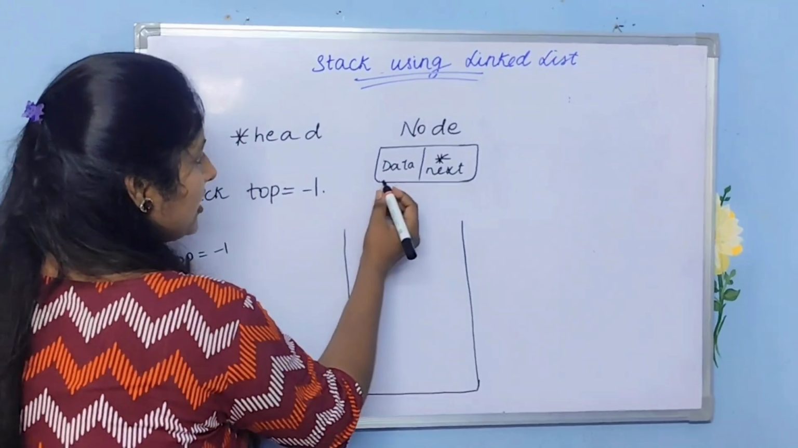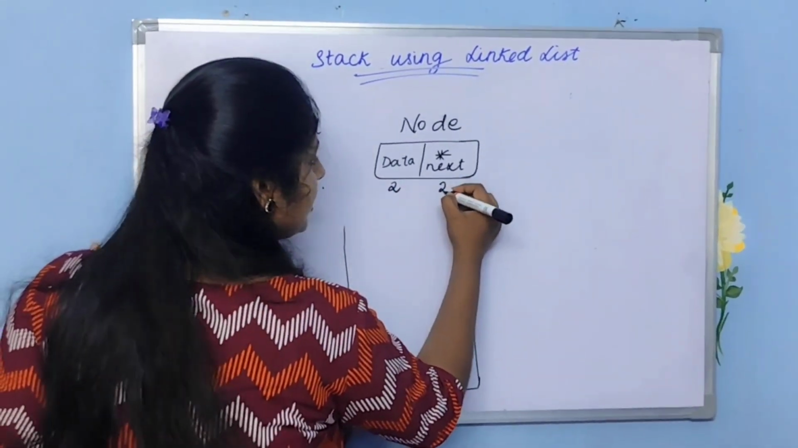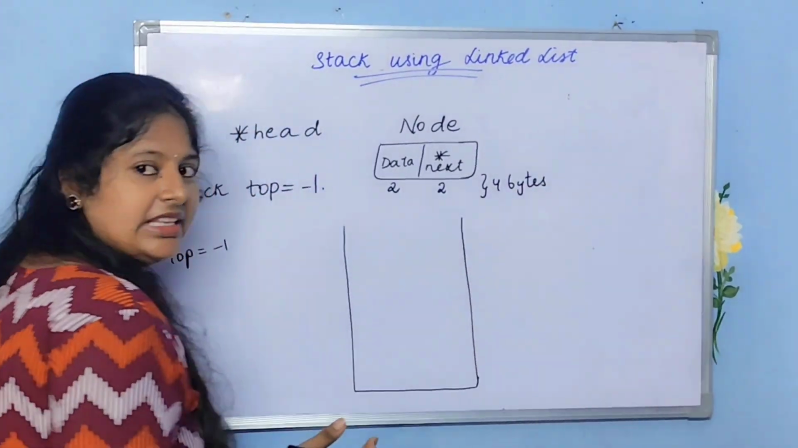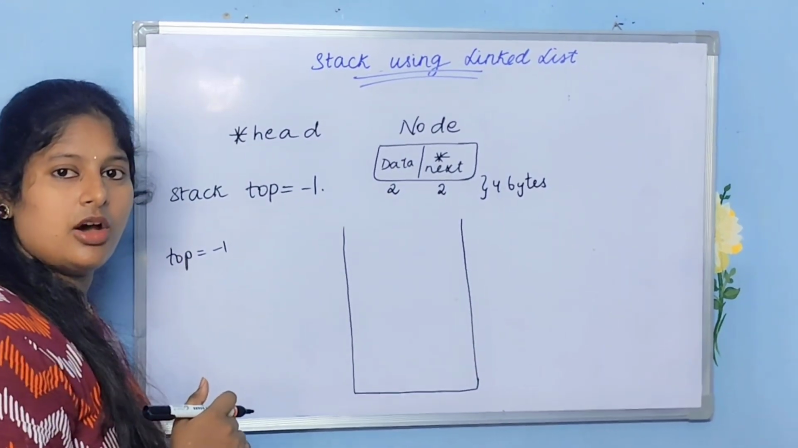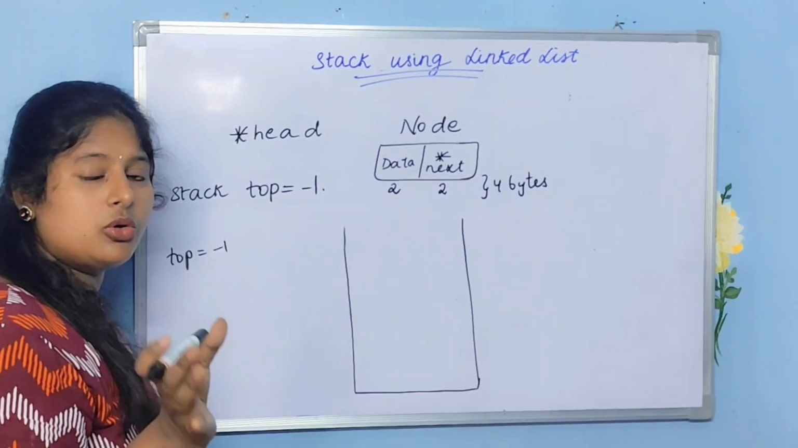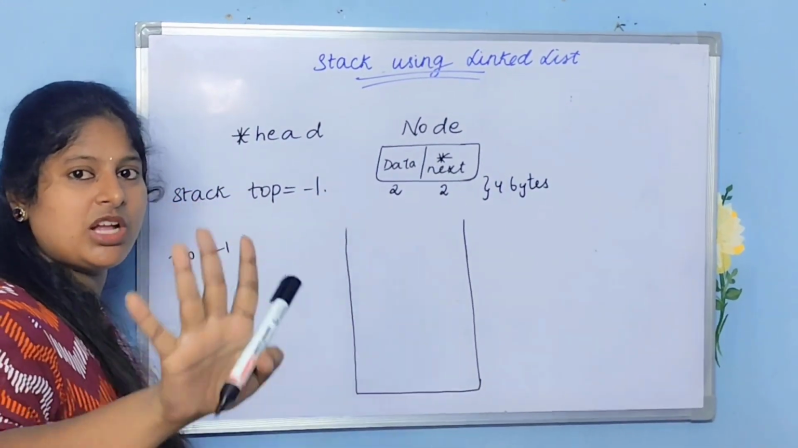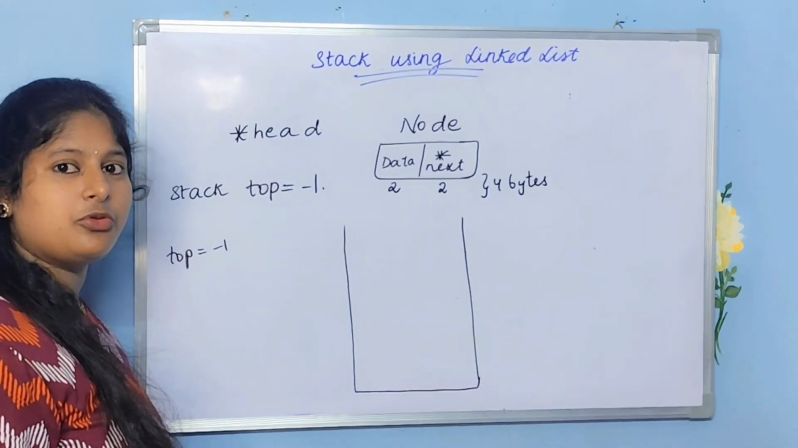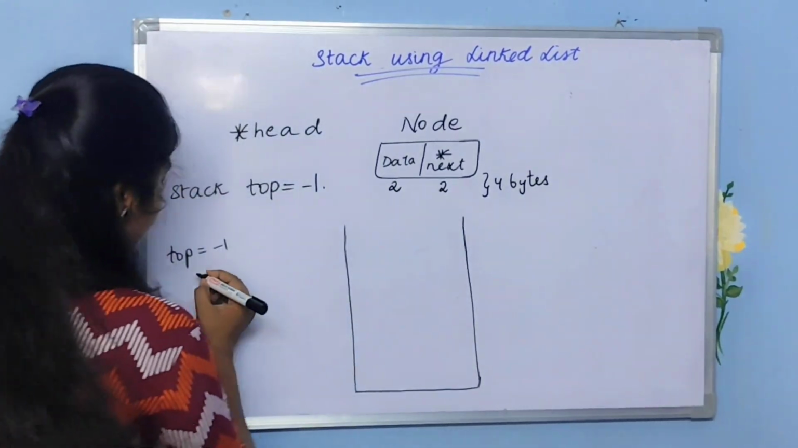Say for example, the data part is taking 2 bytes. My next address is also taking 2 bytes. Total 4 bytes. So each time when I try to push elements into the stack, what are my elements here? Nodes. Each time when I try to push a node into the stack, I should have 4 bytes of memory. That's enough. First time 4 bytes. If the second time I want to insert, I'll insert 4 bytes like that.